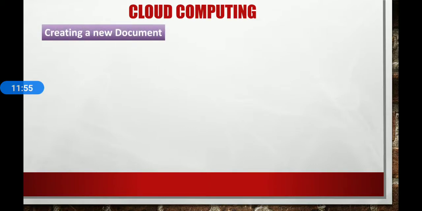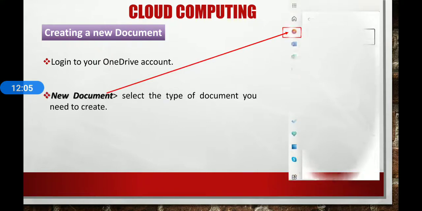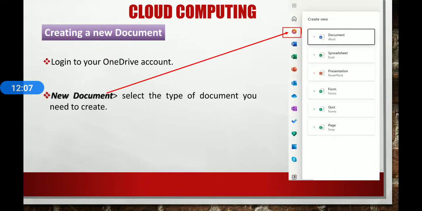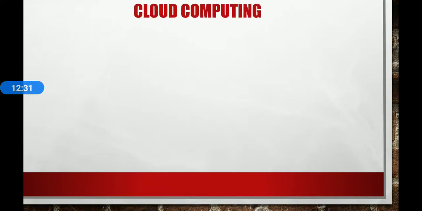Next, how to create a new document. First of all, log into your OneDrive account. Then go to new document as shown here and click on the plus sign and select the type of document you need to create, like document, spreadsheet, presentation, form, page. In this way, you can create a new document in OneDrive or Office 365.